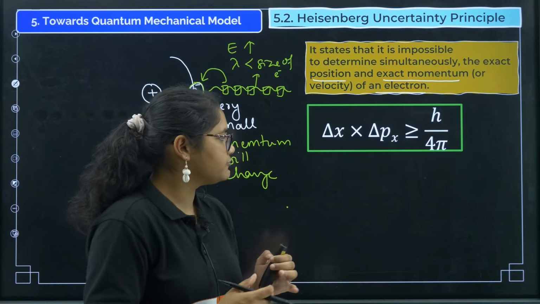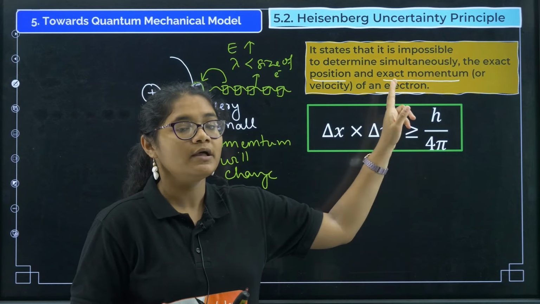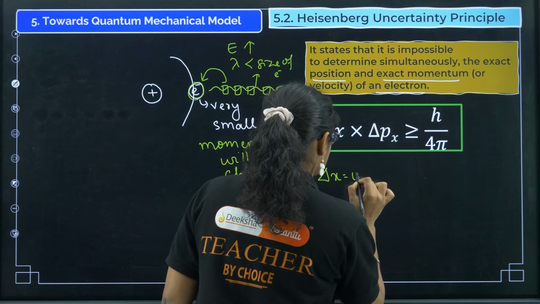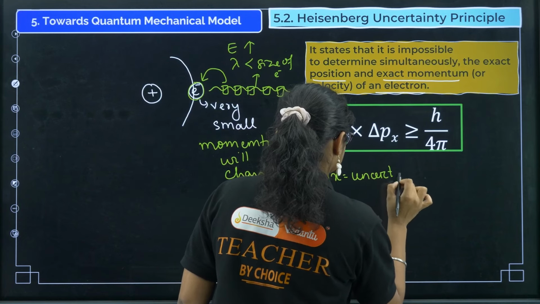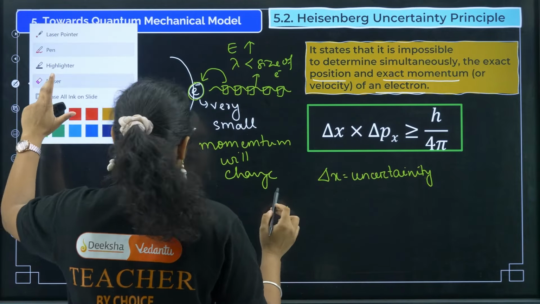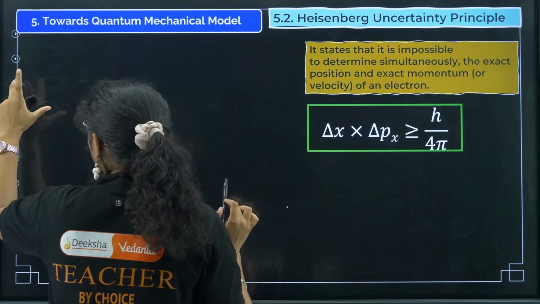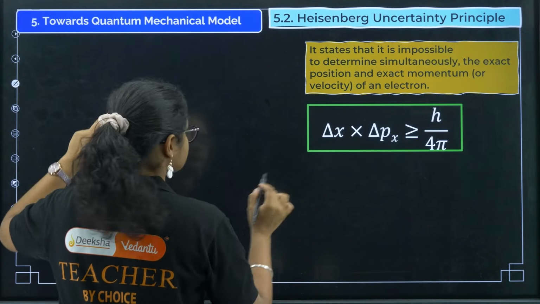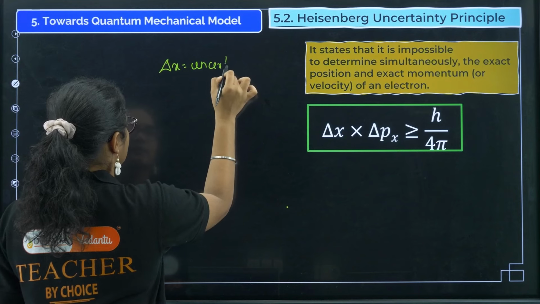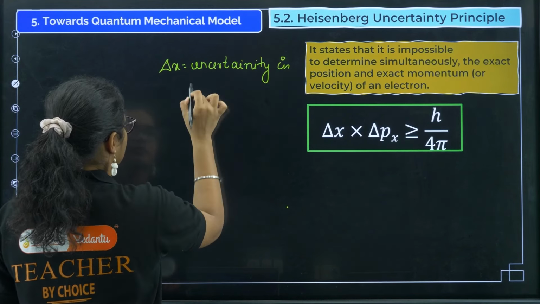Now what was the formula for this? The formula is delta x into delta px is greater than or equal to h by 4 pi. So what is delta x here? I'll write on this side. This I hope is clear, this explanation. Now what is delta x here? Delta x is uncertainty in position.